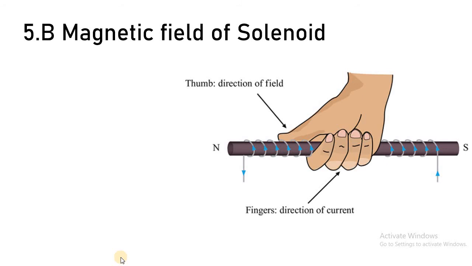If it is so, then the magnetic flux lines will pass through the rod. Magnetic flux lines will pass through the rod from S pole to N pole. Are you getting?